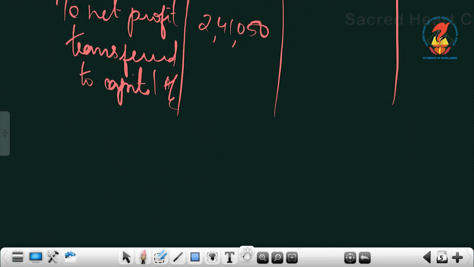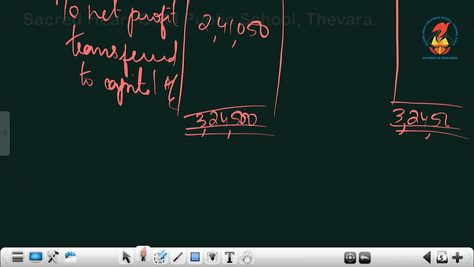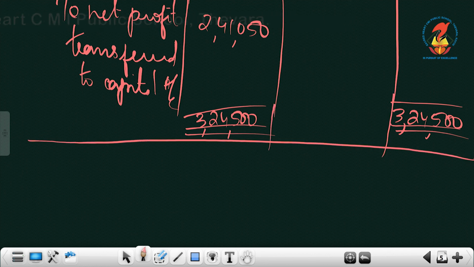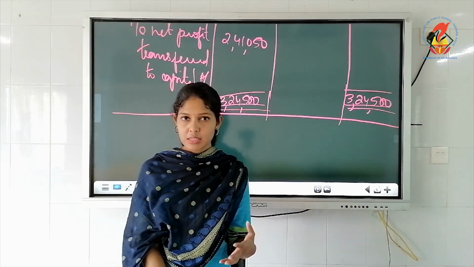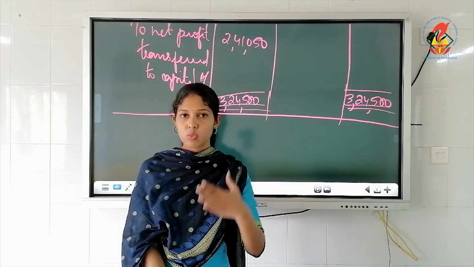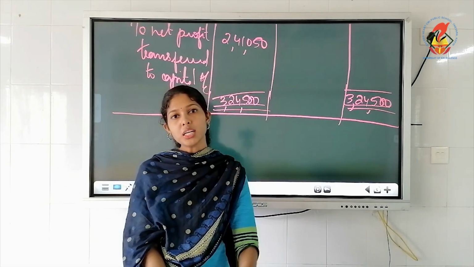So with this, your P&L is over. You have to write the totals. Here the total is 3,24,500. So this chapter involves so many calculations. Calculation means only addition and subtraction, nothing else. But you must do it correctly. Don't make careless mistakes. So now we learned the trading account and then we learned P&L also. In the next video we will see how to do a combined question.